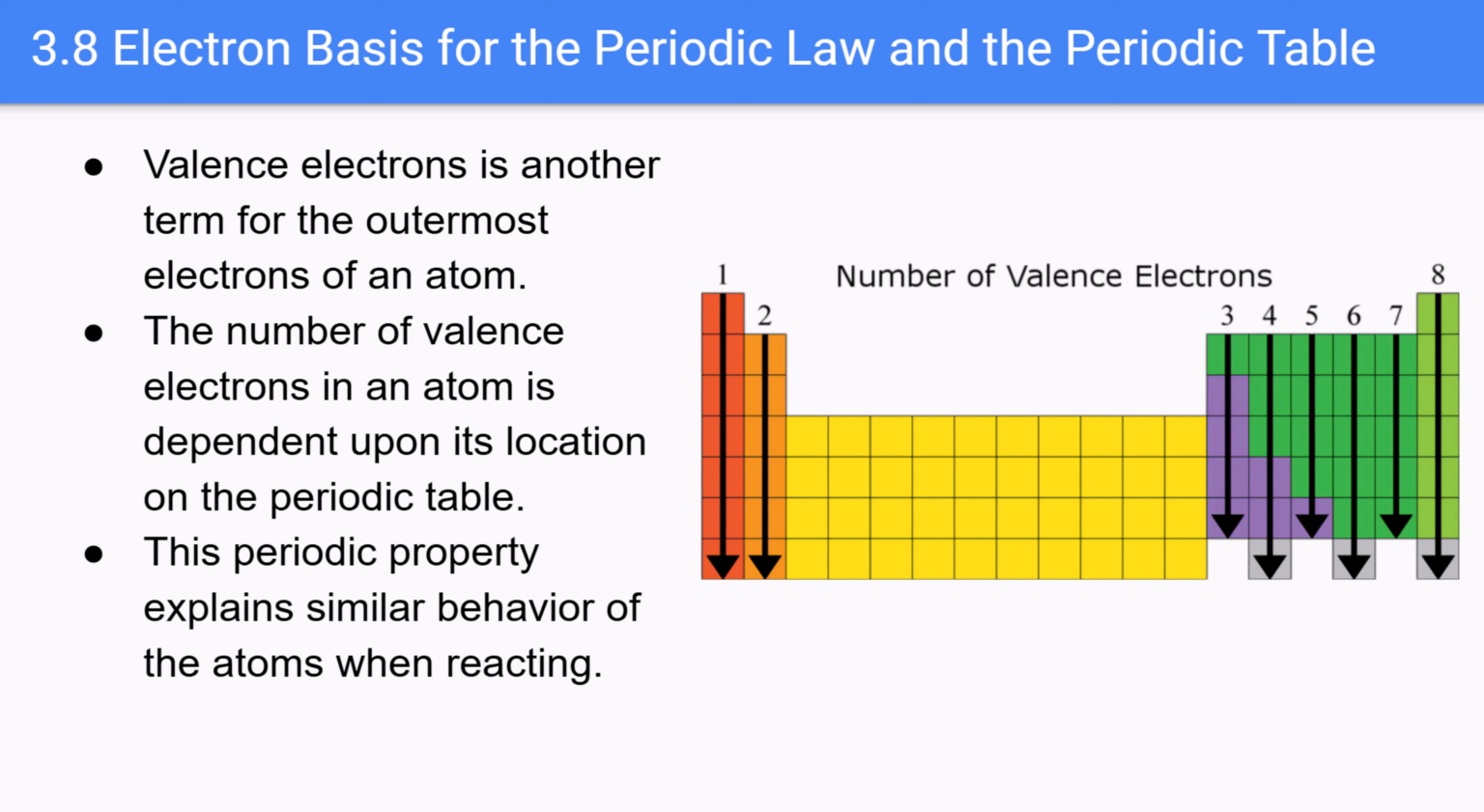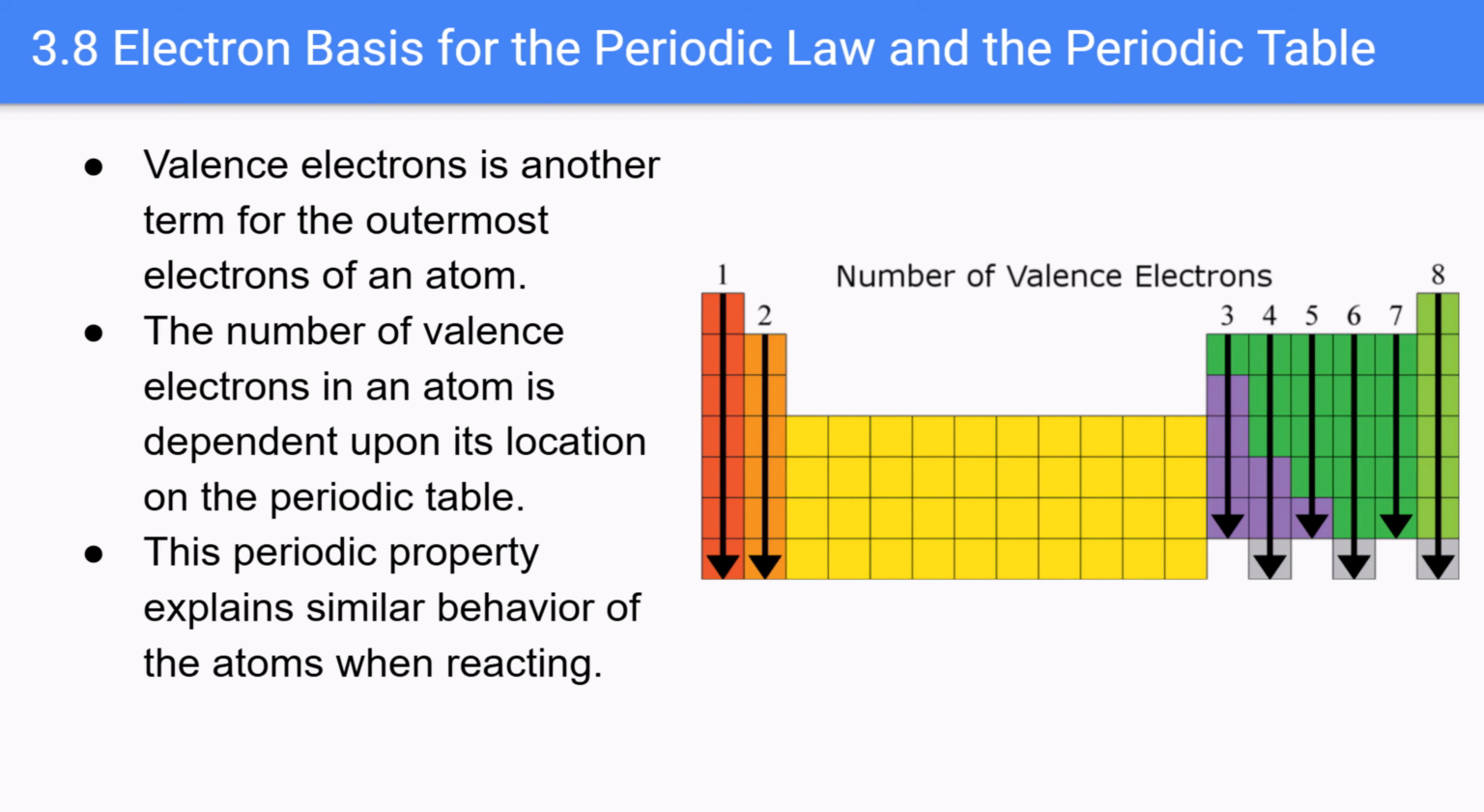In the very first group on the periodic table, each of those elements has one valence electron. In the second group, 2 valence electrons. We skip all of the ones in the middle there, and we go to group 13, which has 3 valence electrons. Group 14 has 4 valence electrons, 15 has 5, 16 has 6. Our halogens have 7, and our noble gases have 8.